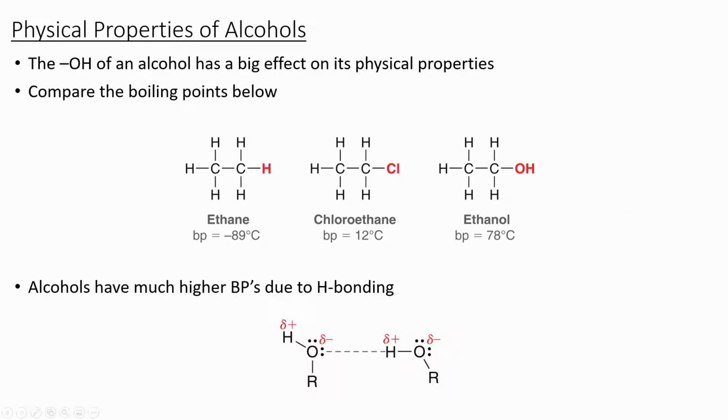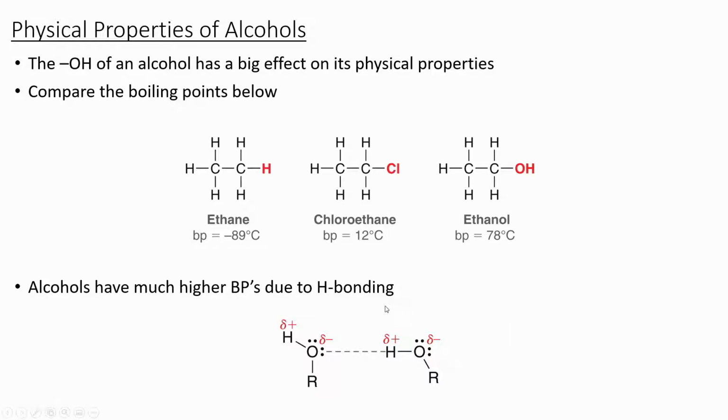So a brief discussion of the physical properties of alcohols. We can compare the boiling points to alkyl halides as well as alkanes. It boils at a much higher temperature, and this makes it a much better solvent. And the reason it boils at a much higher temperature is because alcohols can undergo hydrogen bonding.